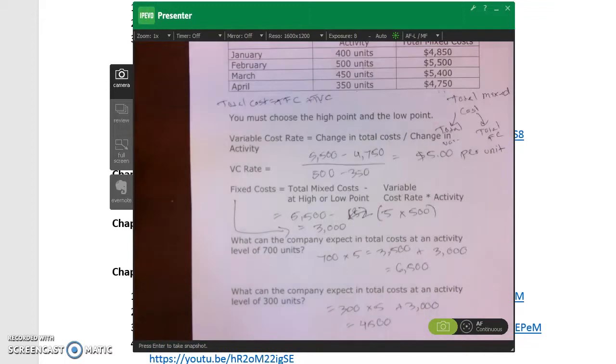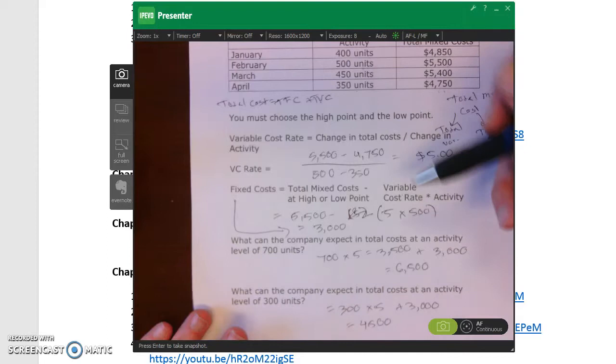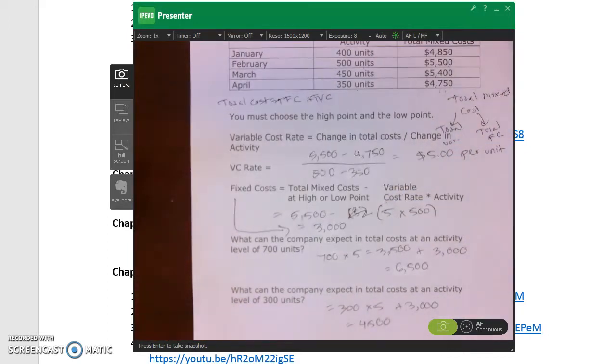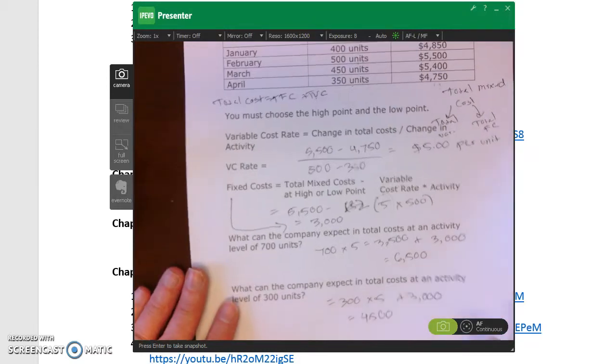Now the other problem with high-low is that you're choosing the high and the low, which by definition are abnormal. They're the outliers. So you're choosing the outliers to come up with an average variable cost per unit, some measure of central tendency. Does that really make very much sense? Okay, that's the weakness.